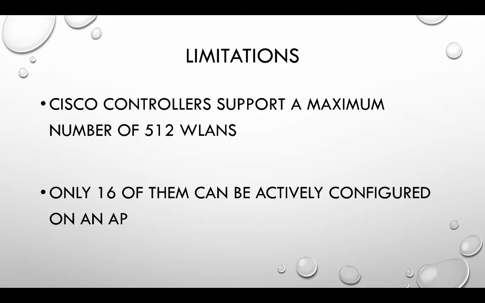Now, Cisco controllers support a maximum of 512 wireless LANs, but only 16 of them can be actively configured on an access point. So each Cisco access point, especially in the enterprise series, will effectively allow 16 different SSIDs, different WLANs. But the controllers can actually be set up for 512. Now, why you would do that, I don't know. Maybe you want to rotate through some, or for security purposes, something like that. That'd be my only guess.